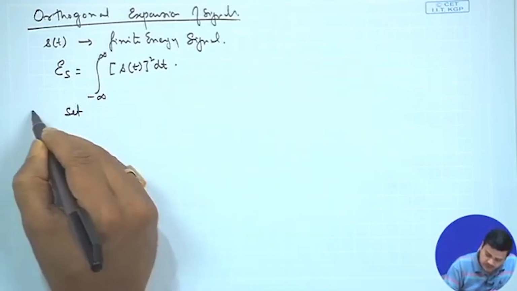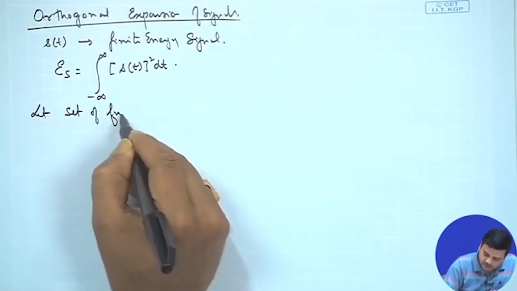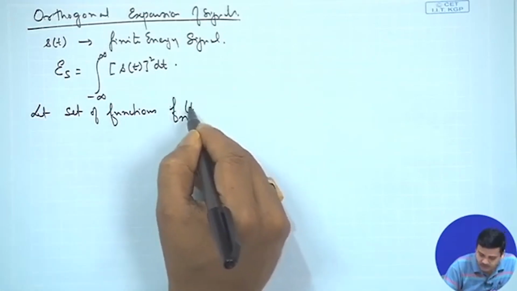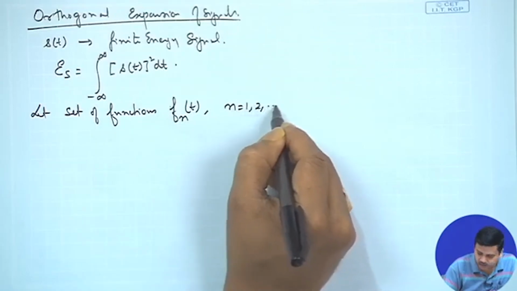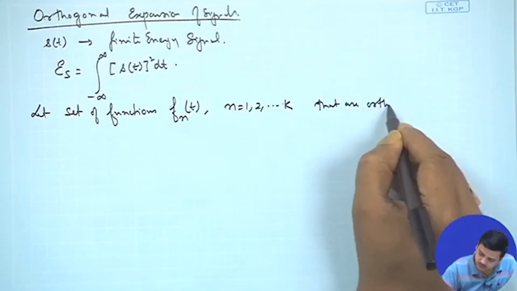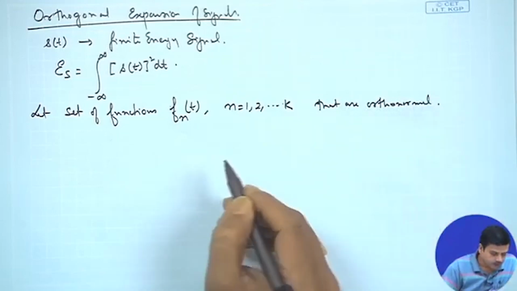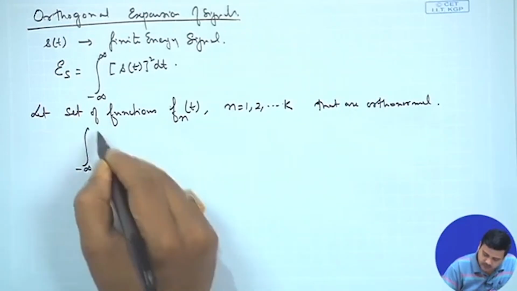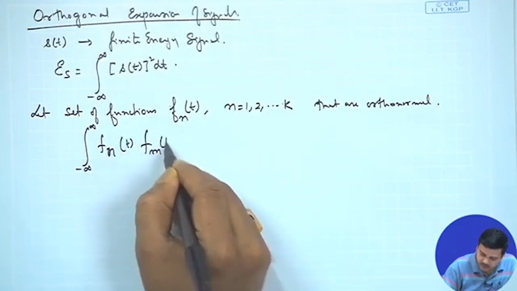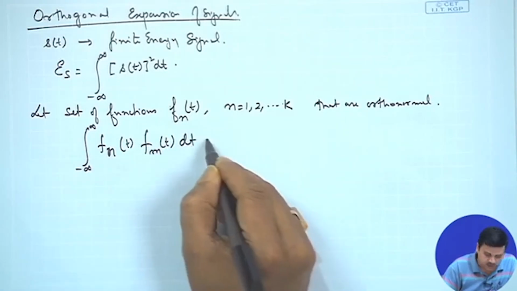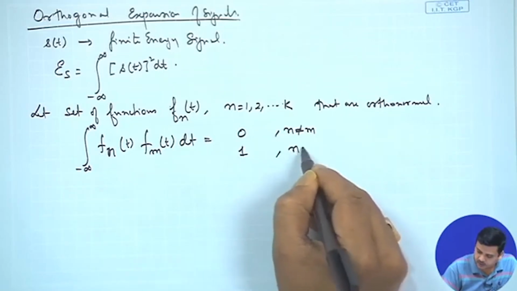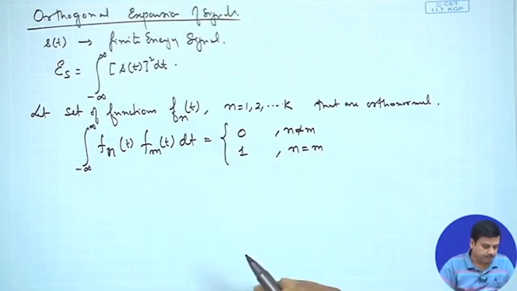Now we say that suppose there is a set of functions, which we mark as f n of t, n equal to 1 up to K, that are orthonormal. Right. So, when you say orthonormal, what we mean is that the integral from minus infinity to infinity of f n of t times f m of t dt is equal to 0 for n not equal to m, and equal to 1 for n equal to m.